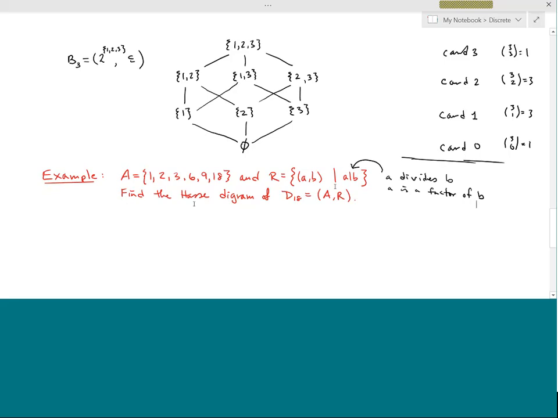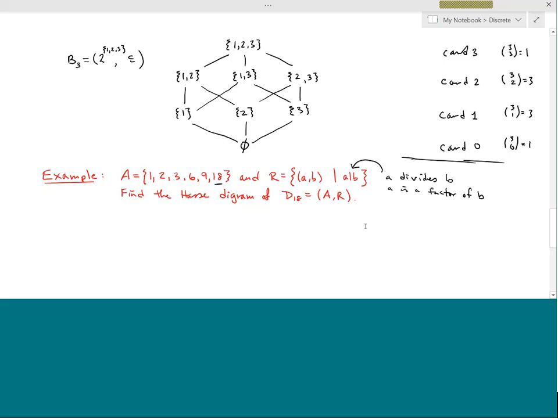So what we want to do is find the Hasse diagram of the poset. This poset is a pretty famous poset. Well, it's a family of famous posets. The name here is D, for divides or divisors. The subscript tells you which number you started with. So D with a subscript 18 tells you that you're looking at all the positive divisors, or all the positive factors, of 18, and they're going to be ordered by who divides who. Okay? Which is exactly what this ordered pair A comma R tells you, except it's more explicit.